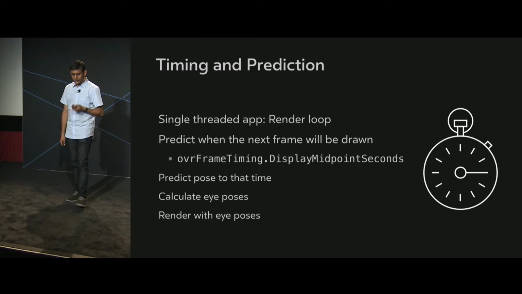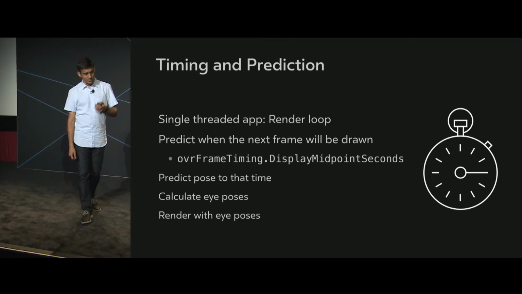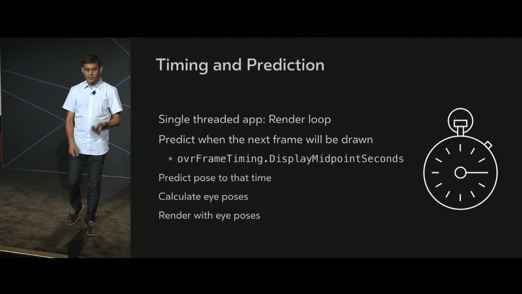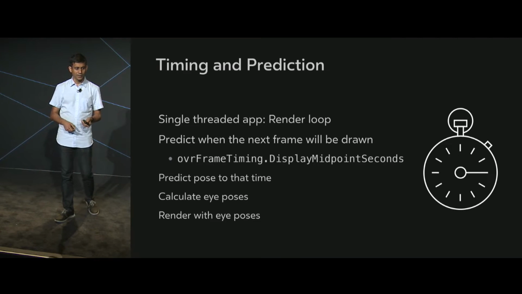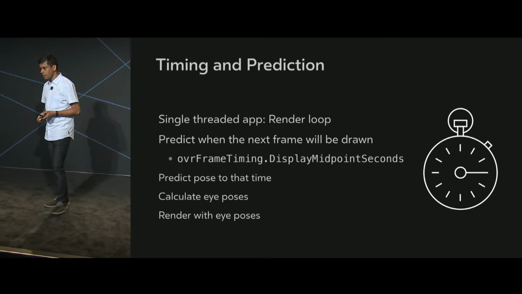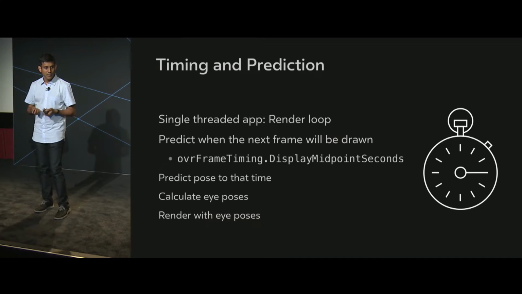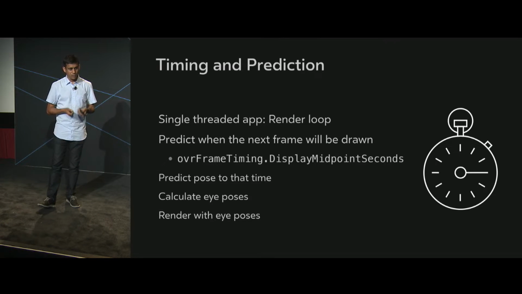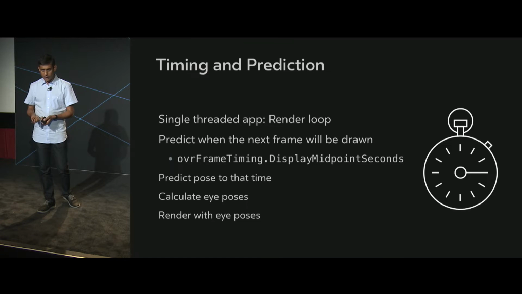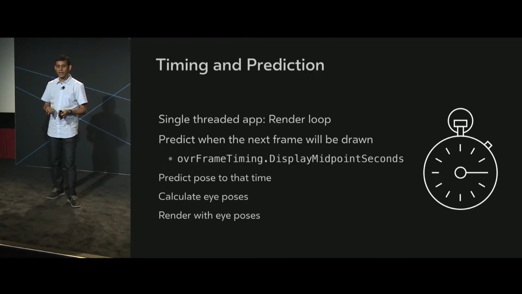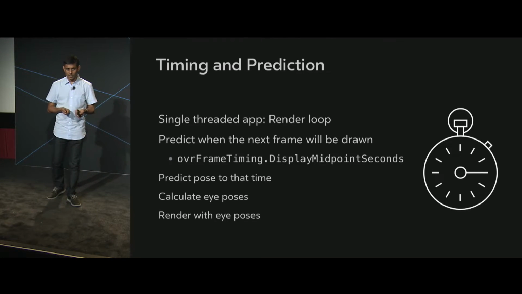Another thing that's important to get right is timing and prediction. So let's talk about the simple case of a single-threaded app with its simple render loop. What we want to do here is first predict when the next frame is going to be drawn. You get that by calling the getFrameTiming API call.